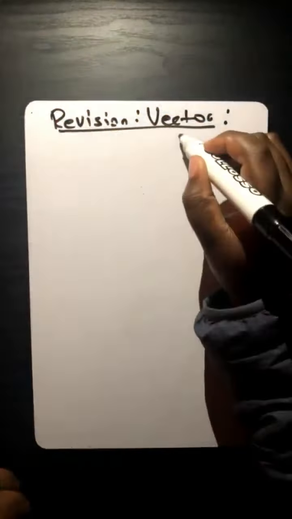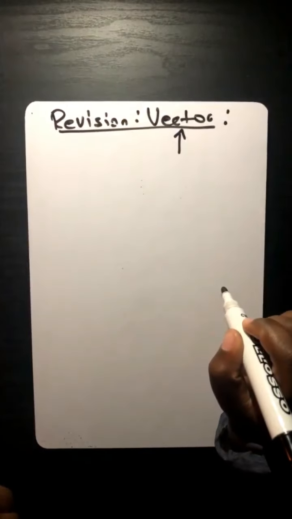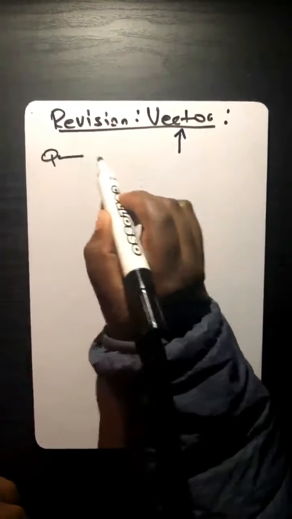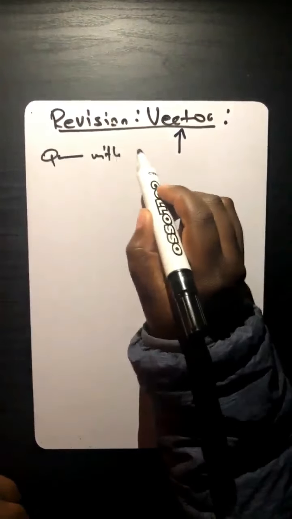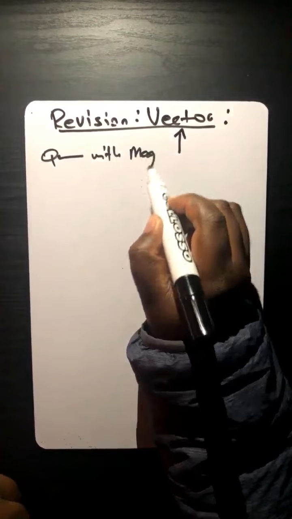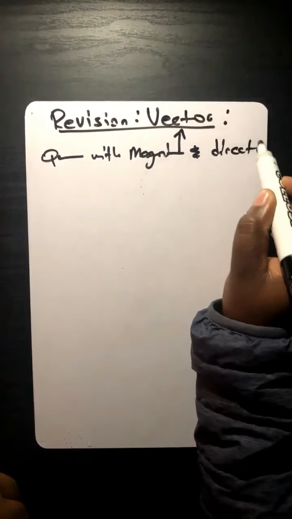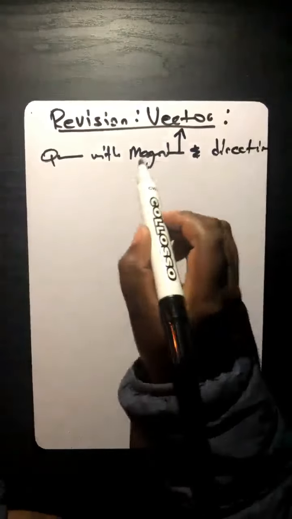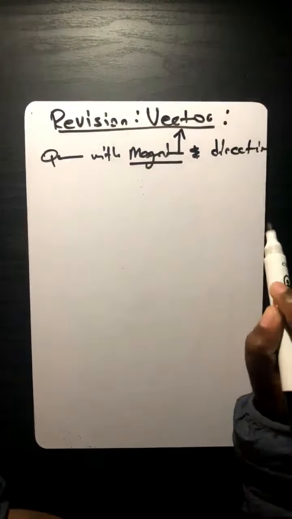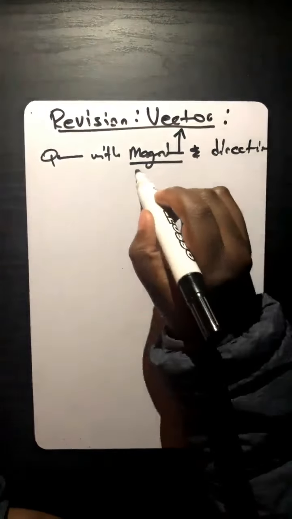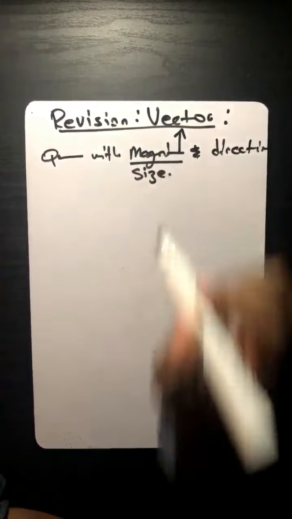What are we revising? What we call a vector. So what is a vector, ladies and gentlemen? A vector is a quantity with magnitude and direction. Very, very important, ladies and gentlemen. This is normally used in physical sciences in most cases. A magnitude simply refers to a size, guys.